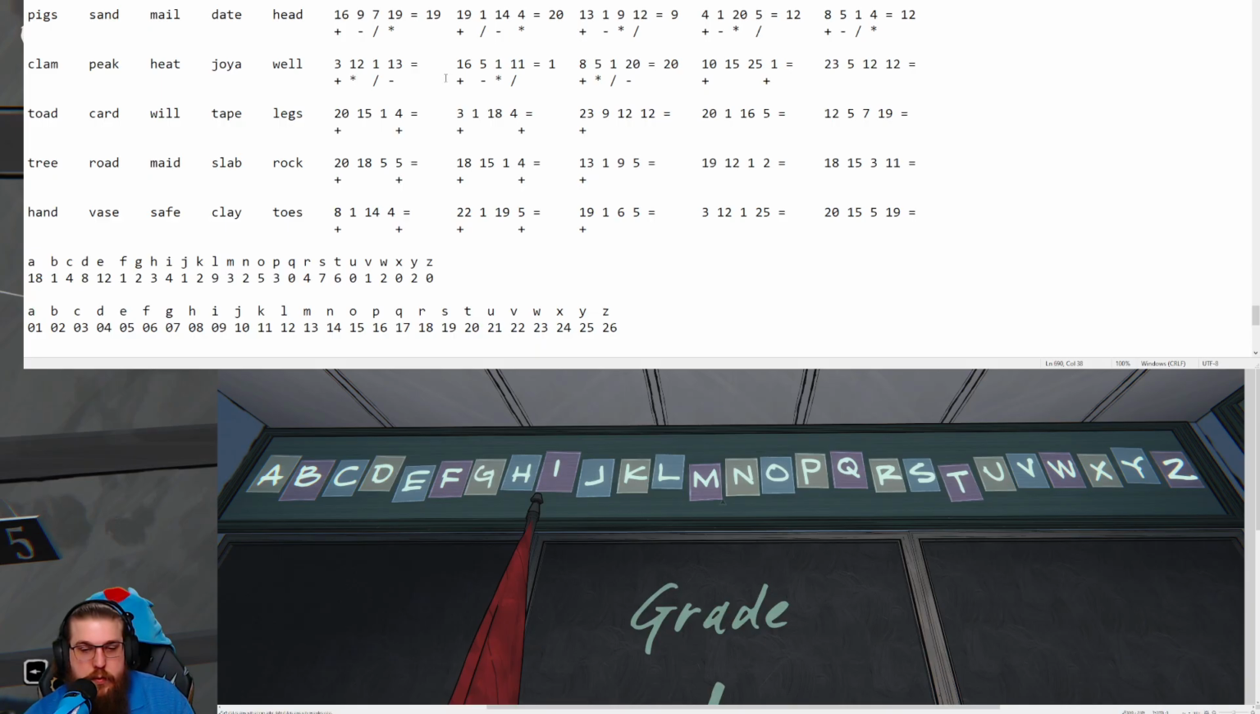3 times 12 is 36. Divided by 1 is 36. Minus 13 is 23. 10. Can't subtract. Divide or multiply. Can't divide, so it's times. And then it would make sense that you can divide that for sure. And then you have to subtract, because that'll get you 150 divided by 25 is 6 minus 1 is 5.